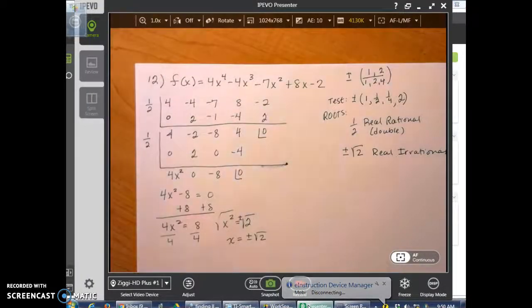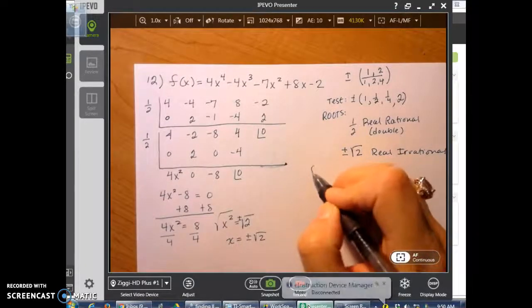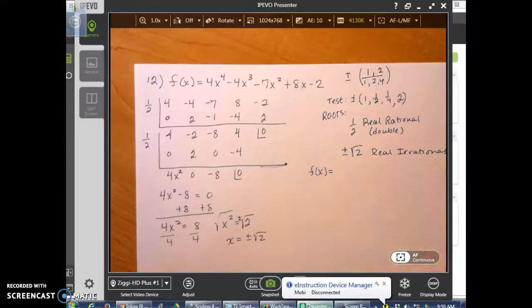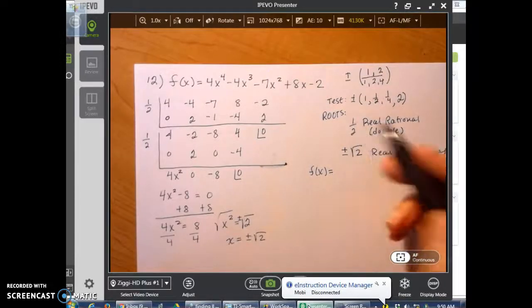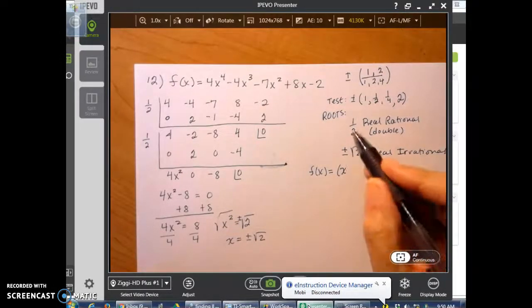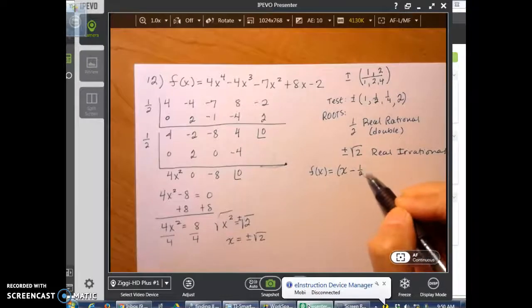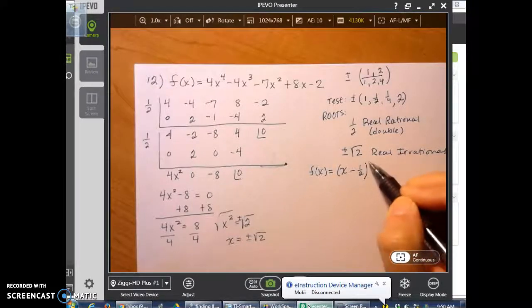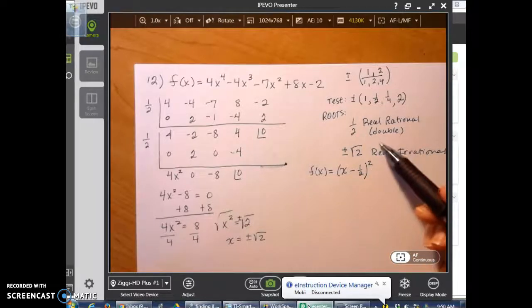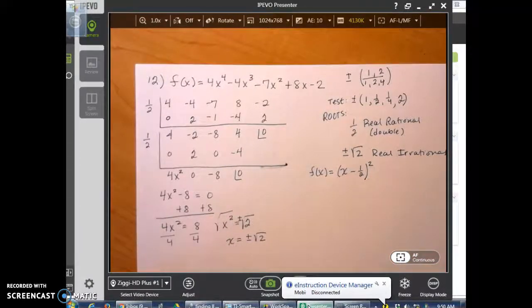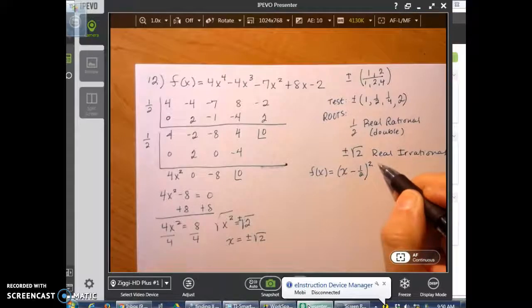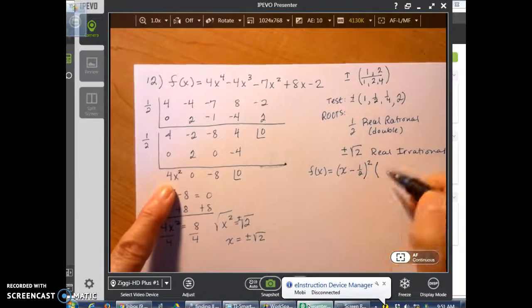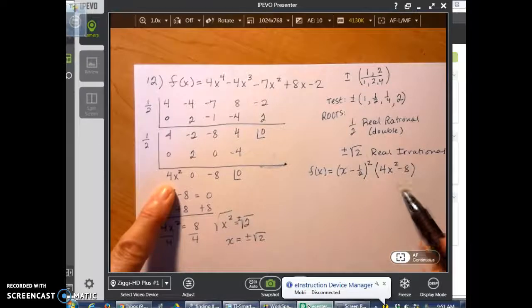All right, so let's finish this off. I need to also write the factors. So f of x is going to be equal to, and then I have this factor x minus 1/2, and it would be squared because of the fact that it was a double root. So be careful with that and remember what we learned in the last unit. And then I'm going to write down here 4x squared minus 8. Okay, and this is completely factorized.